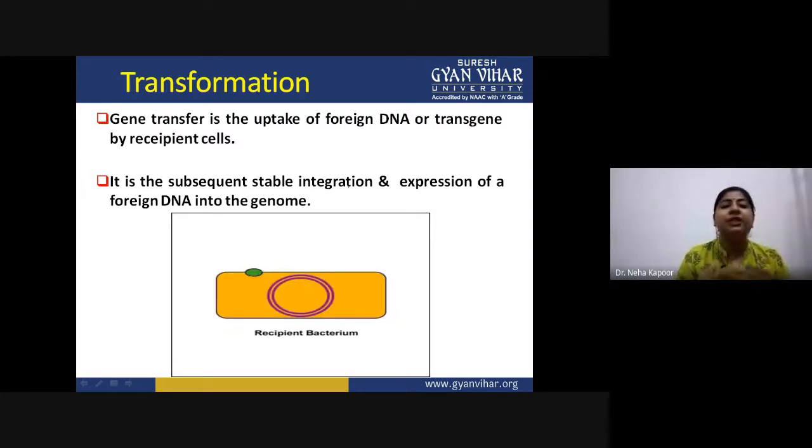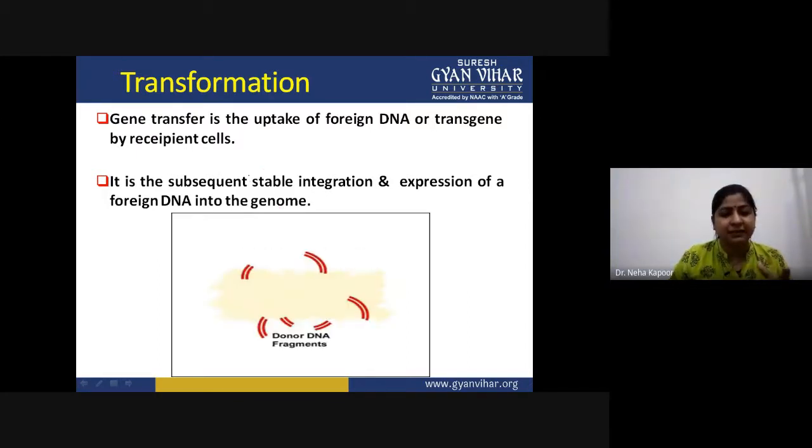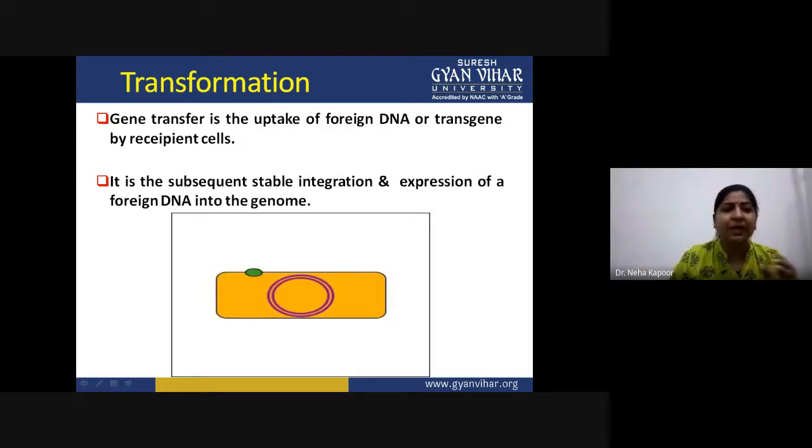That is the gene transfer, or you can say the uptake of foreign DNA or any transgene or any gene of interest by different types of recipient cells. What happens is, after uptaking this, the gene gets stably integrated and starts expressing its features in the host genome. As you can see in this animation, this is the donor bacteria. After the bacteria is lysed, the DNA is fragmented and those DNA fragments are taken up by the recipient bacteria. Now, this is a recipient bacteria.